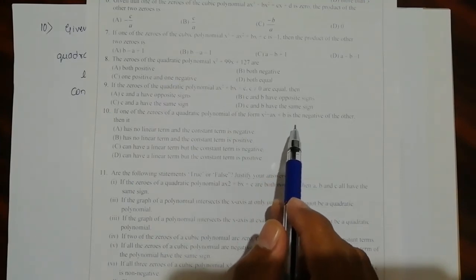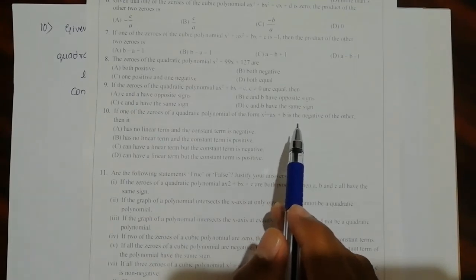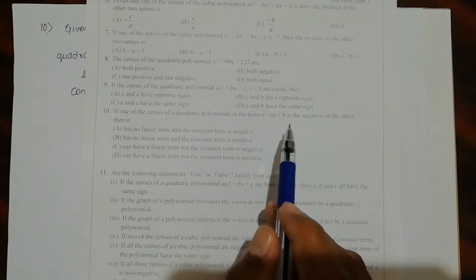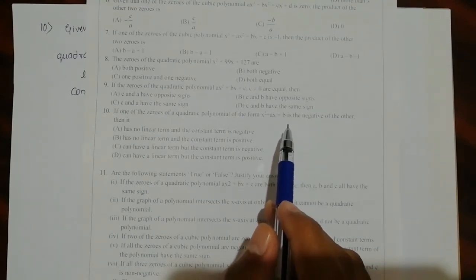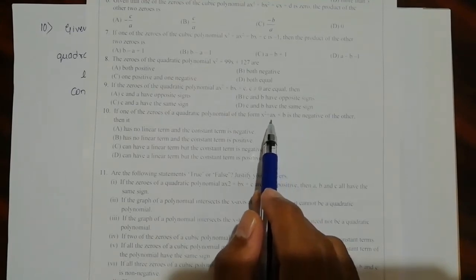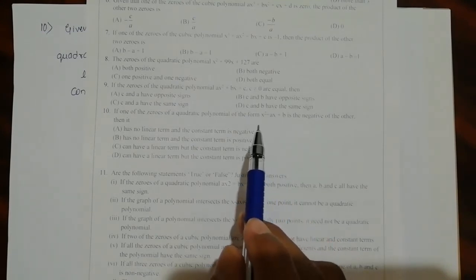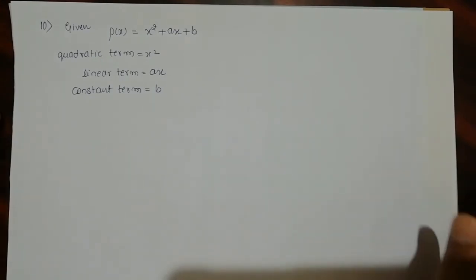One zero is the negative of the other, means what? We are going to consider alpha and minus alpha, like that. In the last classes I told you that in this case the coefficient of x will become 0. Now I am going to show this one again for you, but you should be careful about the options also.